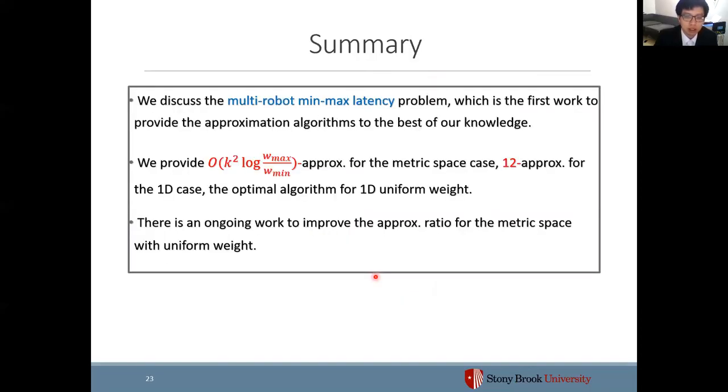Okay, so here's a summary. We discussed the multi-robot min-max latency problem. We believe it is the first work to provide approximation algorithms. And the approximation ratio we provide is k squared log of W max over W min for the general case. We also have other cases which I didn't introduce here, like a 12 approximation, and an optimal algorithm for 1D. And we also have ongoing work to improve the approximation ratio for the metric space with uniform weight.